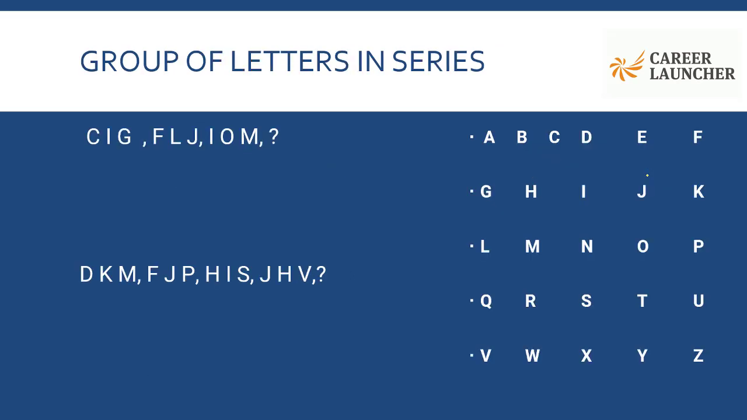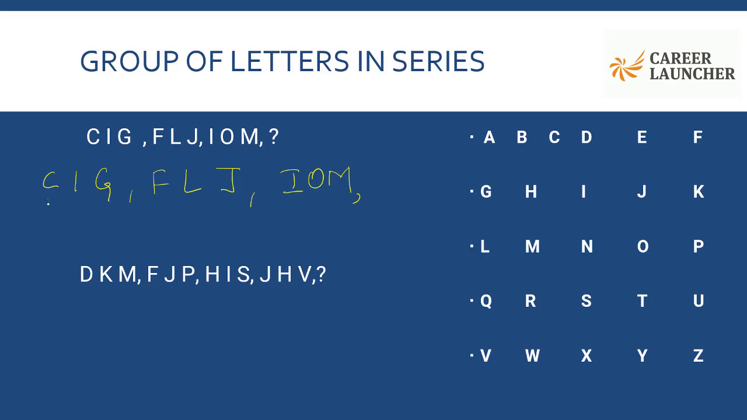So here we can see, rather than having one single alphabet as being an element of the series, we now have a group of alphabets as being the single element of that particular series. So here, let's see what is the pattern here. If I see the first alphabet, if I rewrite here F, L, J, I, O, M, and I want to find the next one here.